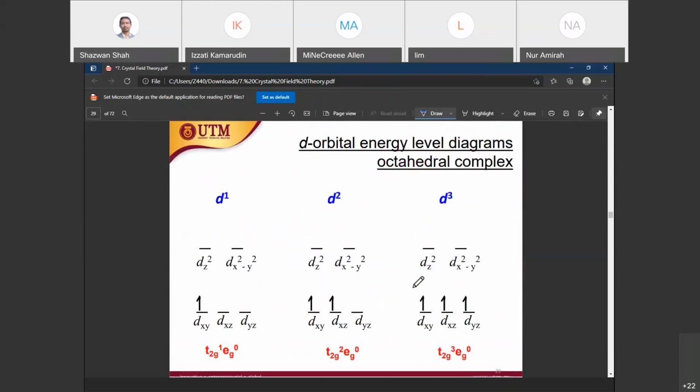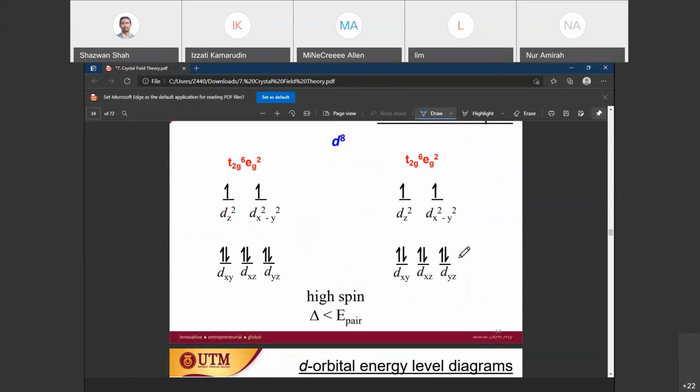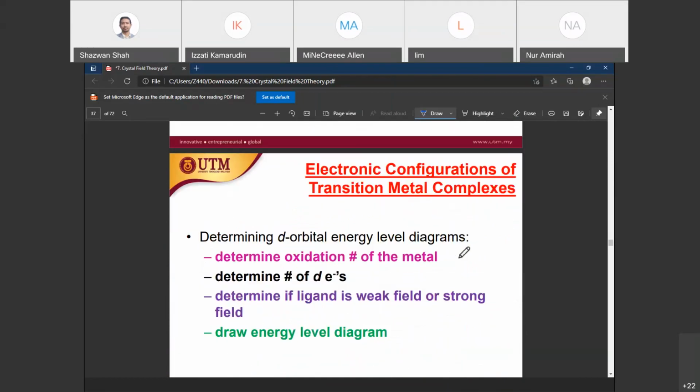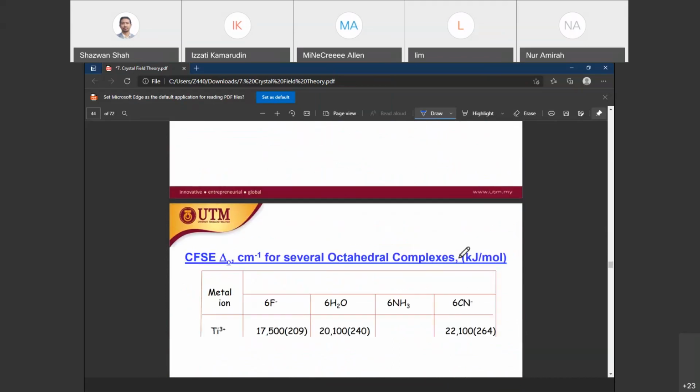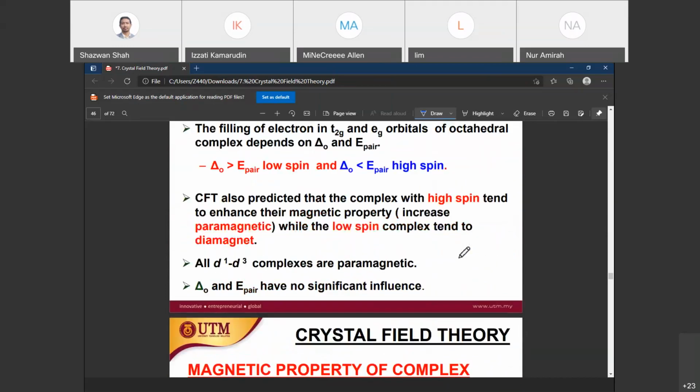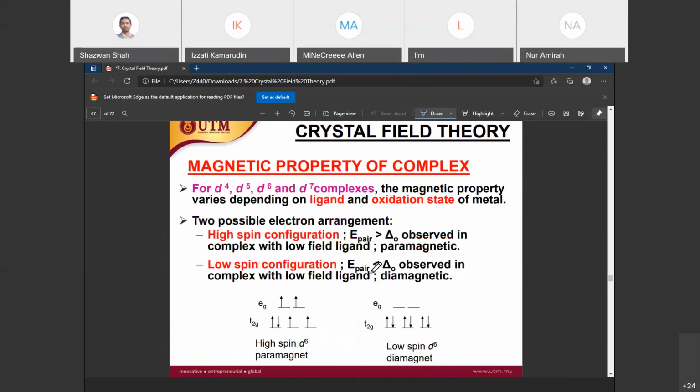you learn about the magnetic properties of the octahedral complex. So that is to show you the relationship between the splitting energy and the pairing energy. Okay, so this is simply to identify whether it is paramagnetic or diamagnetic. Okay, see the difference here. When we talk about crystal field theory, you should draw something like this.